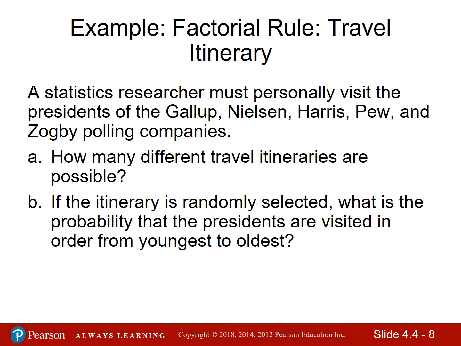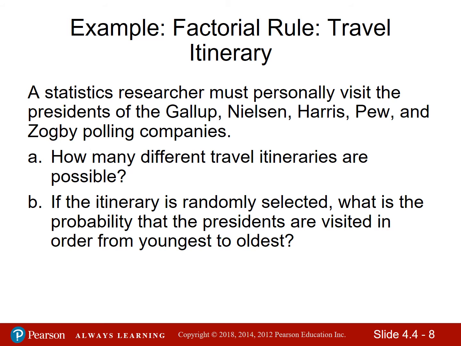So how many different routes can he take? Remember, you can start from Gallup, and that could be first. Nilsson can be second. Harris can be third. Pew can be fourth, and so on. Or you can start from Nilsson, and then Gallup second, and Harris third, and so on. So how many different travel routes can you take?